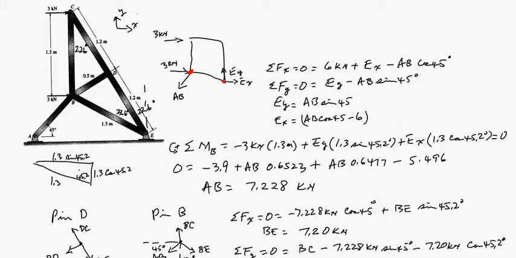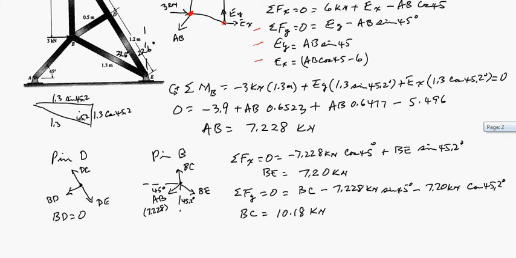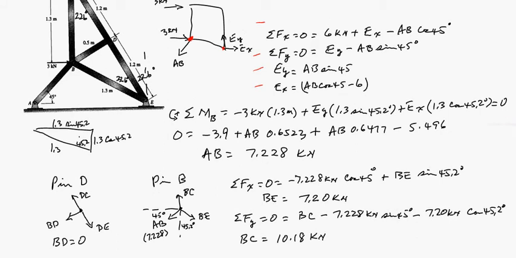Sum the forces in the X and Y, and then I discovered that later we're going to need this for the algebra. So get EX and EY in terms of AB, because this moment equation, this algebra, tends to be a little complex. We're going to choose to sum the moments about B to knock out some of that trig.